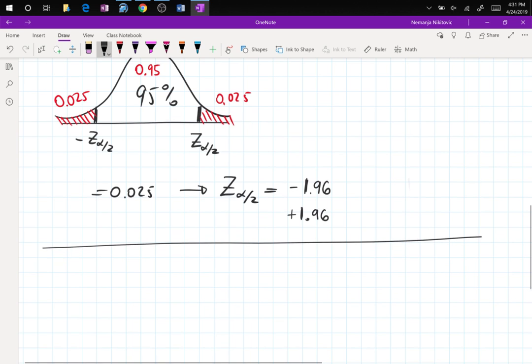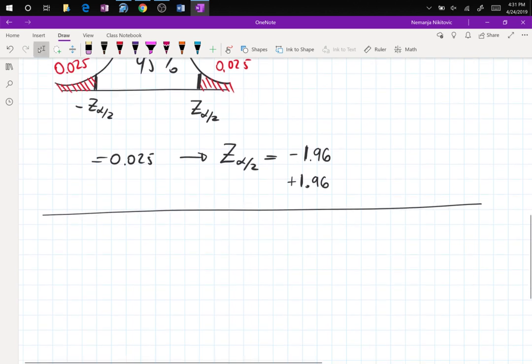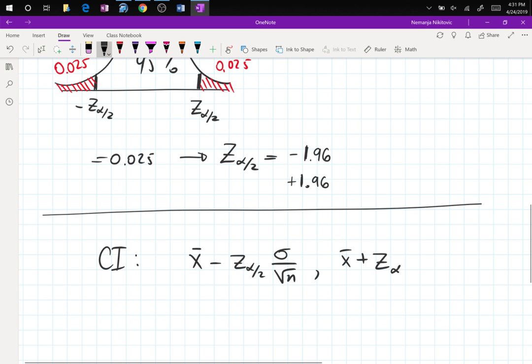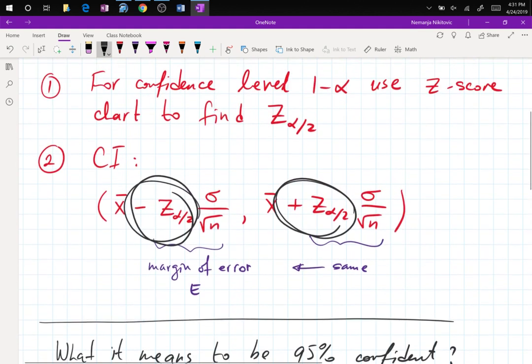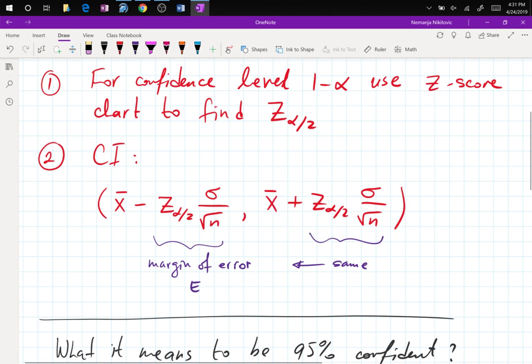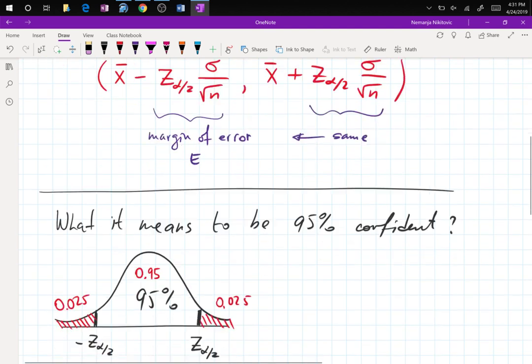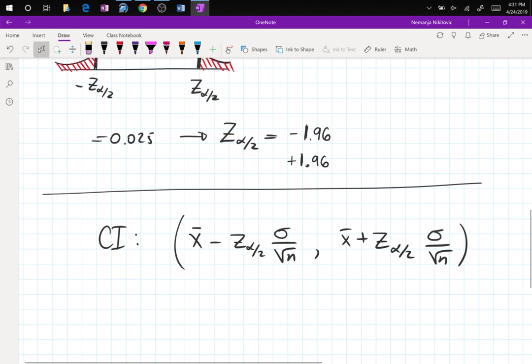Now, CI is given as x bar minus z alpha over 2 sigma divided by square root of n, and then x bar plus z alpha over 2 sigma over root n. So this is our CI. You have this formula already here. So now we can go and we can solve problems.